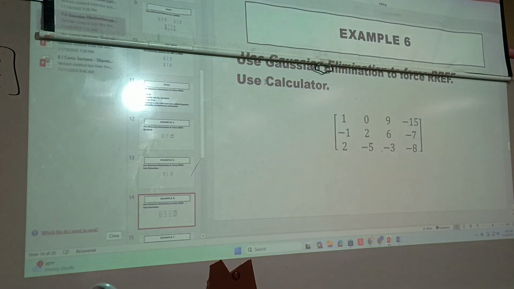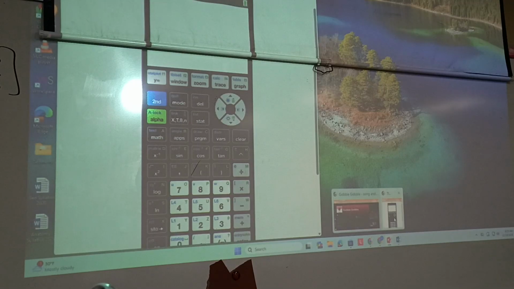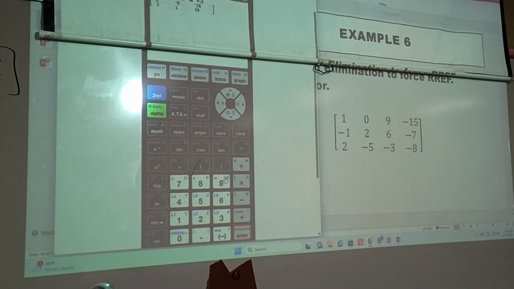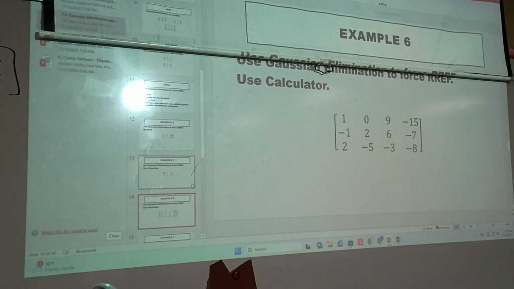Edit the size of your matrix. You should be able to edit it and just type over top of this. So 3 by 4. Yeah, that's fine. No, you don't have to do this one.